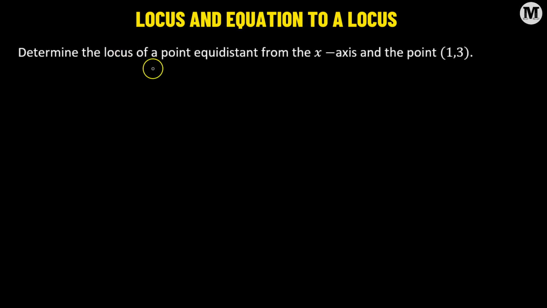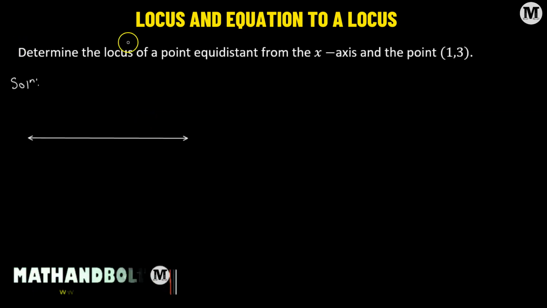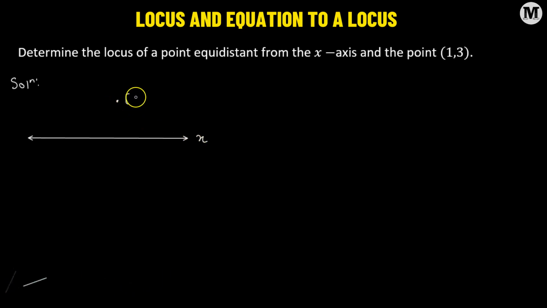We need to determine the locus of a point that is equidistant from the x-axis and the point 1, 3. Let us begin. So here, let us first consider the x-axis. Now here, we have a point 1, 3. Since both the x and the y coordinates are positive, it's going to lie above the axis.